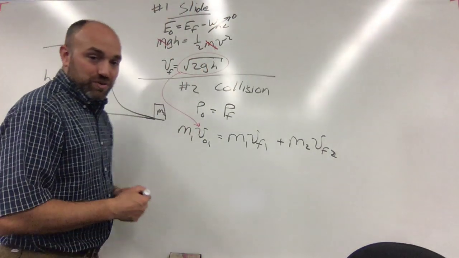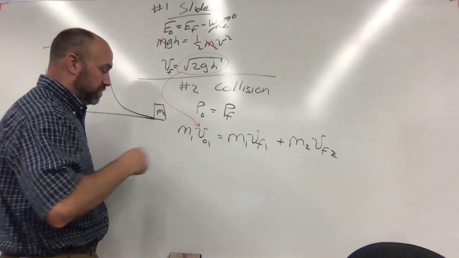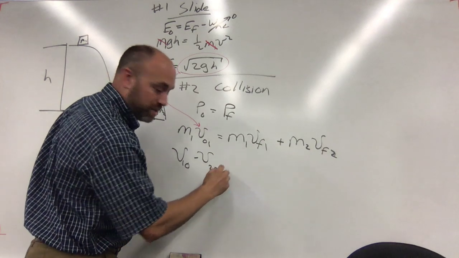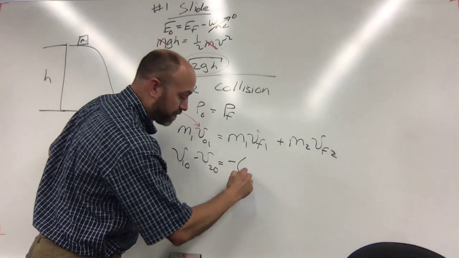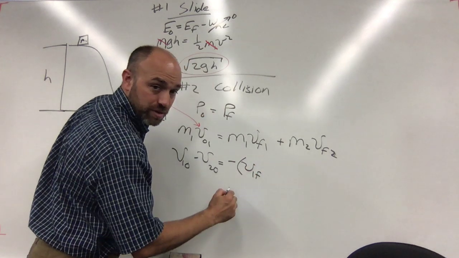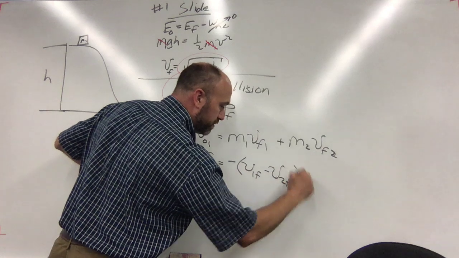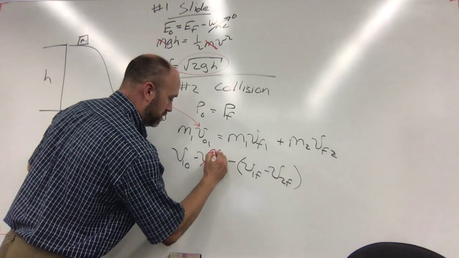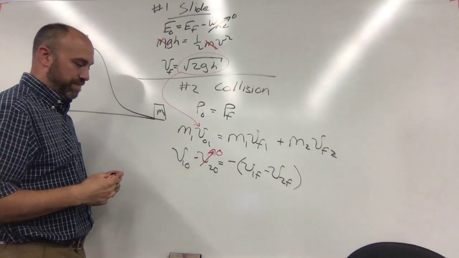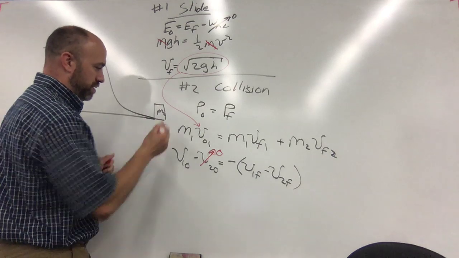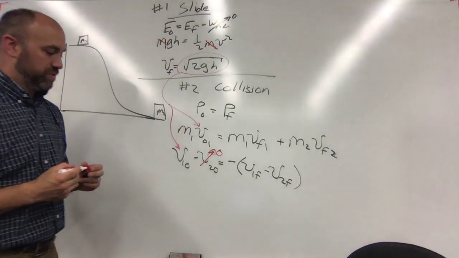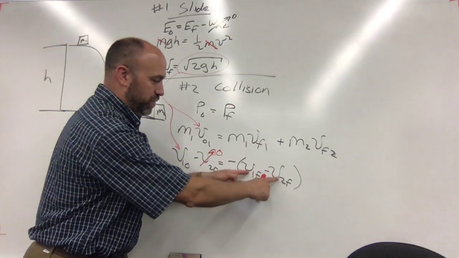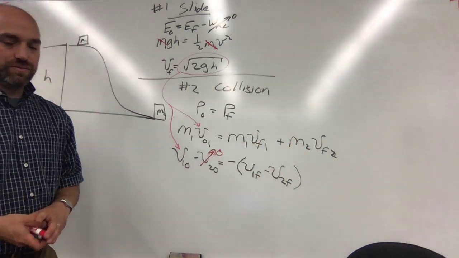Our second equation becomes this one, and it's just like it says: V1 initial minus V2 initial equals negative V1 final minus V2 final. And this one is zero because it was sitting there to start with. And this one is plugged in there also. So now you've got two equations and two unknowns. Now you can solve this.